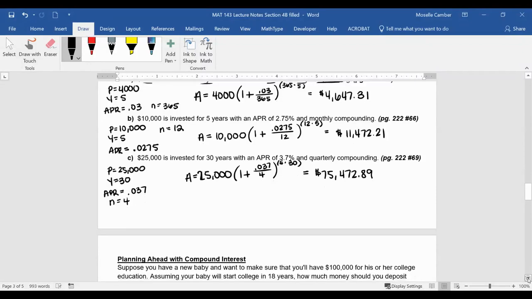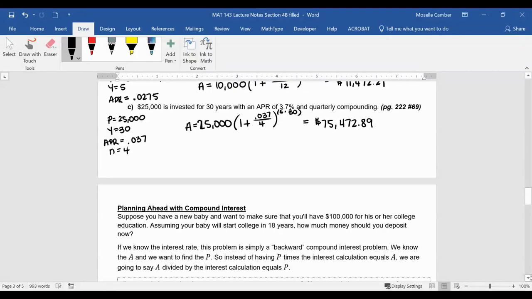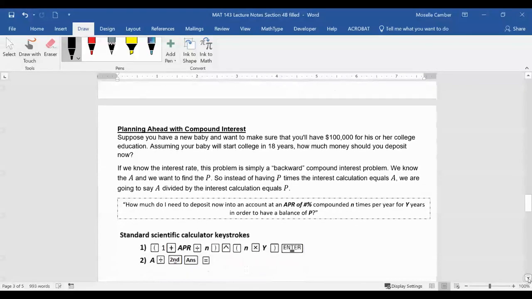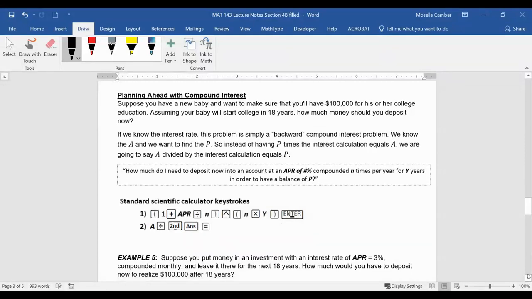Okay, now comes the part where how we practice writing these in is going to come in handy. So let's say you care about how much you have at the end. So far we've said, okay, if I have this much to invest, how much will I have at the end? Well, let's say we want a specific amount at the end. So for example, suppose you have a new baby and you want to make sure that you have $100,000 for his or her college education. Assuming your baby will start college in 18 years, how much money should you deposit now? Now we know how much we want at the end, so we want to know how much we need to start with in order to make sure I have that. So essentially we're just doing a backward interest problem.